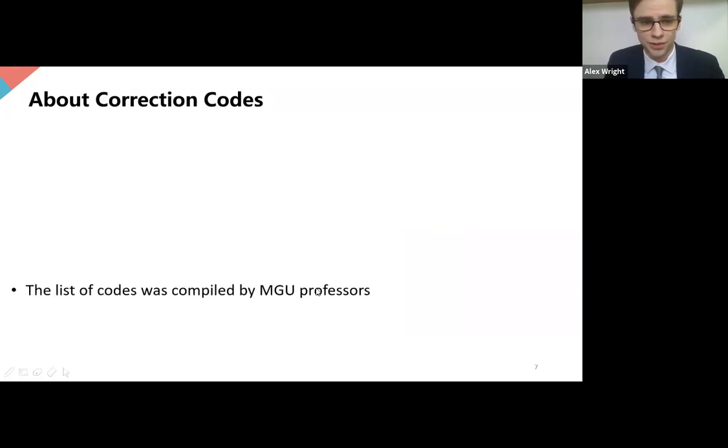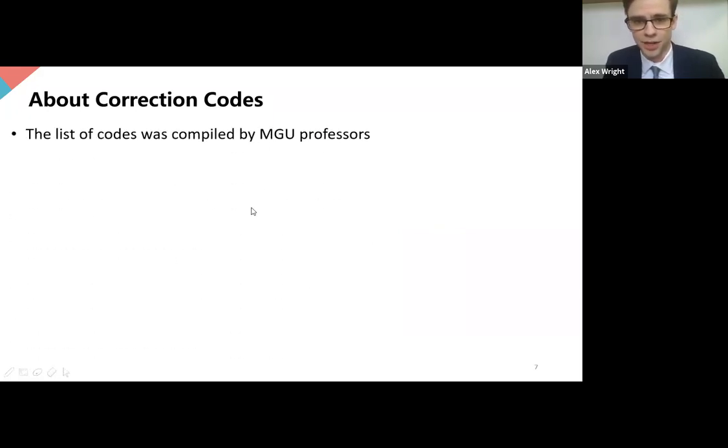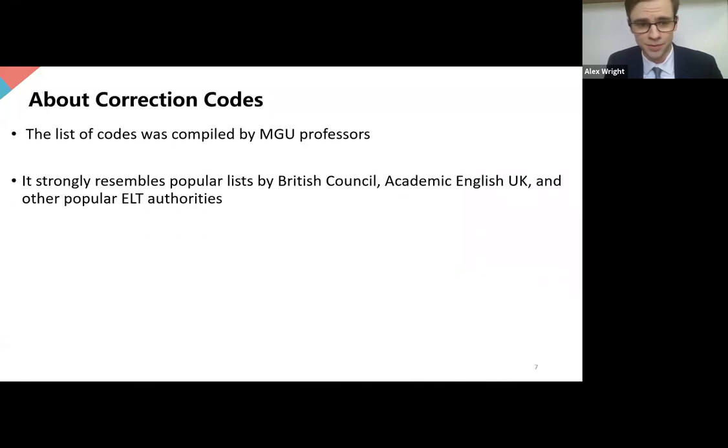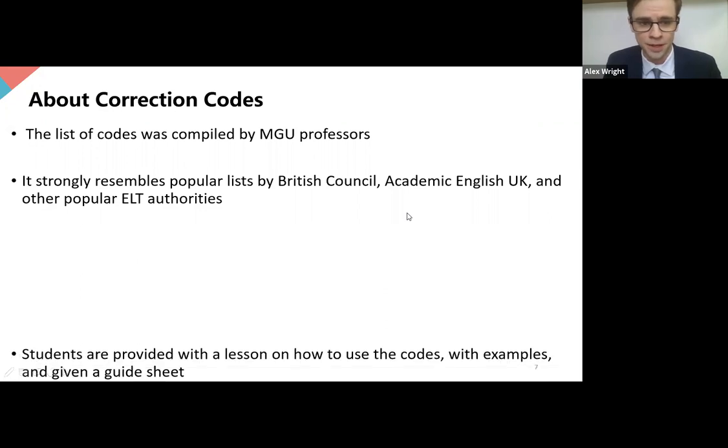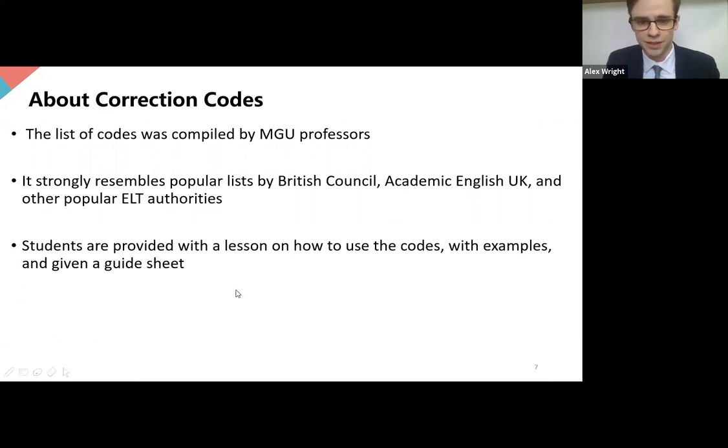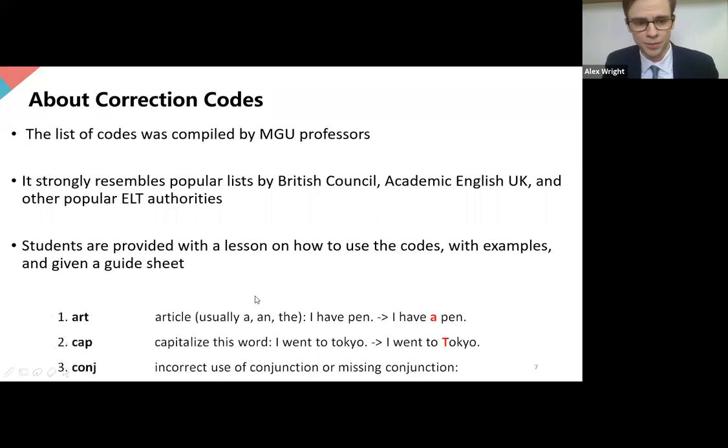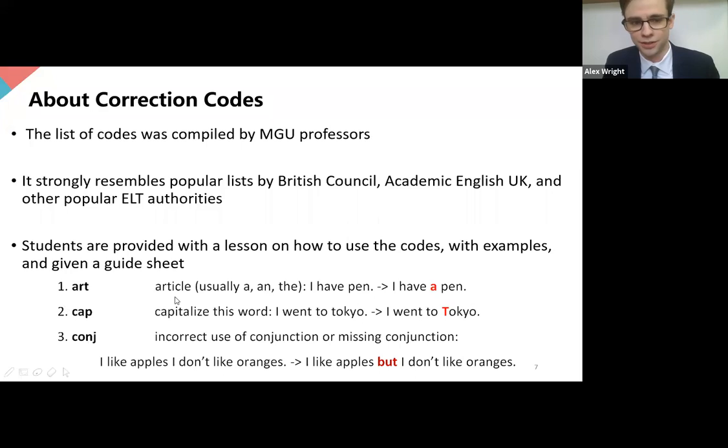About these correction codes, we have a list that was compiled by the Miyagi Gakuin teachers. I'm not exactly sure where they got it from, but it's very similar to other popular lists like from the British Council or Academic English UK. If you just Google a correction code list, you'll find a bunch of similar ones. Students are provided with a lesson on how to use these codes and given a guide sheet. And I have a little sample here of the first couple. So art for article, cap for capitalize this word, conj for conjunction, and then an example that I would give a student.